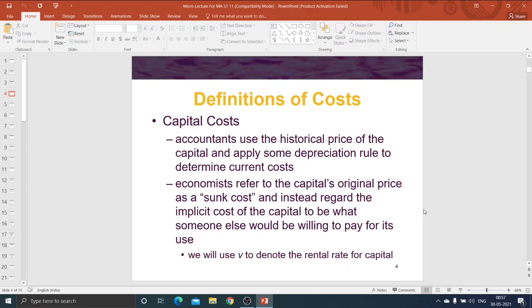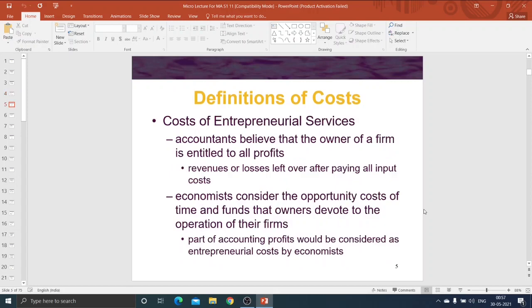So it is irrecoverable. But if you can sell it as a different thing, then it is no longer a sunk cost in that sense. So we will use V to denote the rental rate of capital. Cost of entrepreneurial services comes as the third set of costs normally in an economic concern.